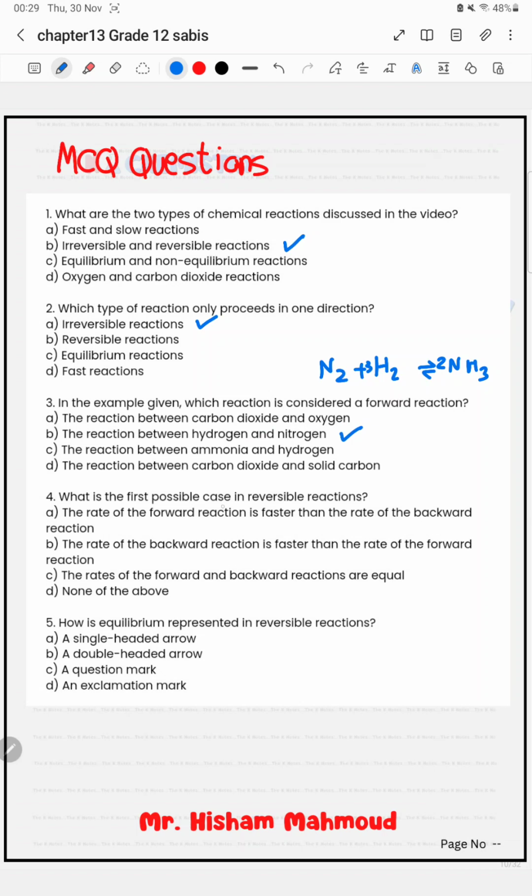The reaction between hydrogen and nitrogen is the forward one. What is the first possible case in reversible reaction? The rate of the forward reaction is faster than the rate of the backward reaction. It's not necessary, but this is the first one we discussed. The second one was when the backward was faster, and the last one is how is equilibrium represented in a reversible reaction, with a double-headed arrow. This is the symbol that we used.